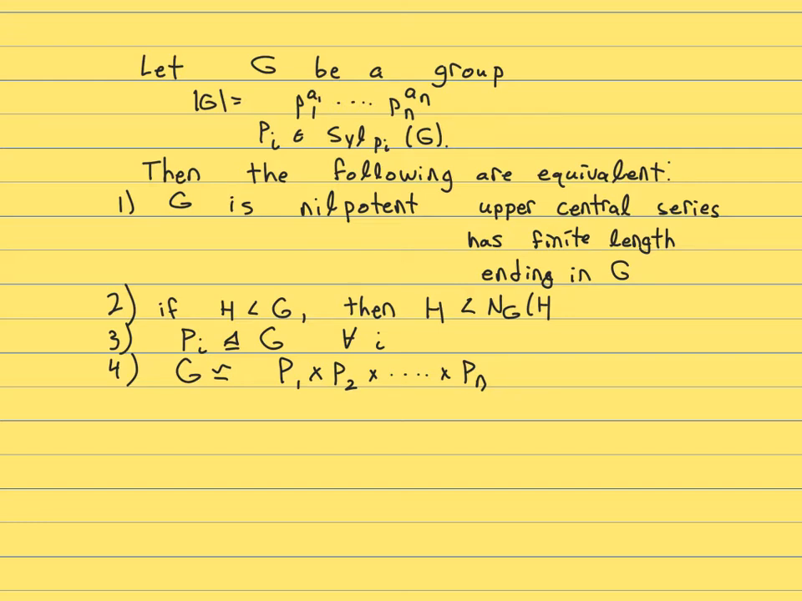And so we'll follow the textbook, which proves 1 implies 2, implies 3, implies 4, and then 4 implies 1. So first, 1 implies 2. So we're assuming G has an upper central series that terminates in G, and we want to prove that every subgroup that's proper is also a proper subgroup of the normalizer.